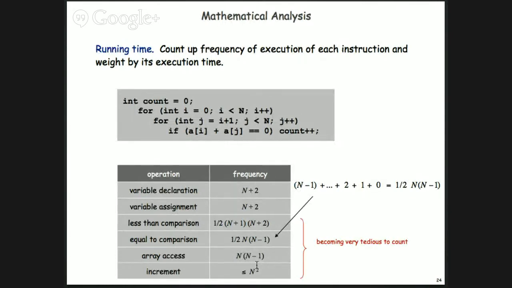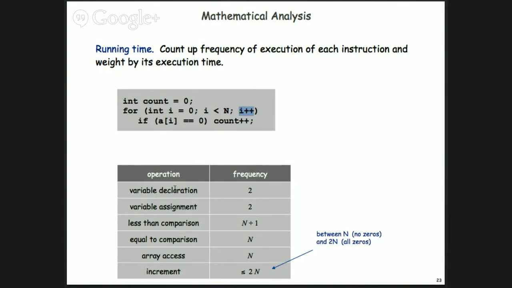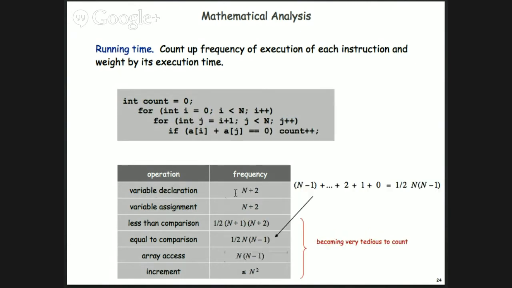Nested for loops. Help. What's the problem? Look, all these values have changed. There used to be 2 variable declarations. Now there are n plus 2. What's going on? Absolutely right. Count is just declared once. i is just declared once. But the body of the i for loop executes n times. And in every execution of that body, we declare j. So that's the n plus 2.